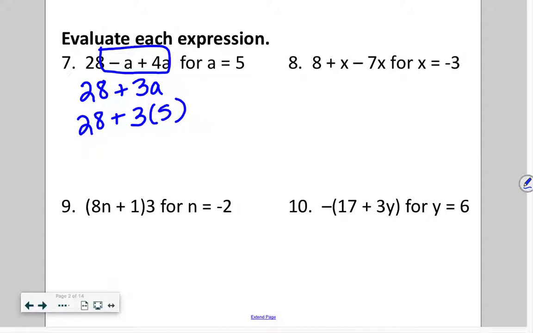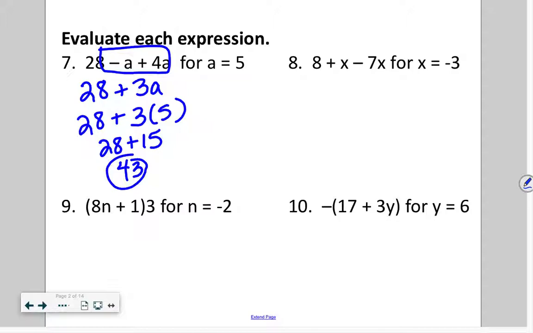What is 3 times 5? 15. And 28 plus 15? 43. 8 and 5 is 13. Carry a 1. 20 plus 10 is 43.